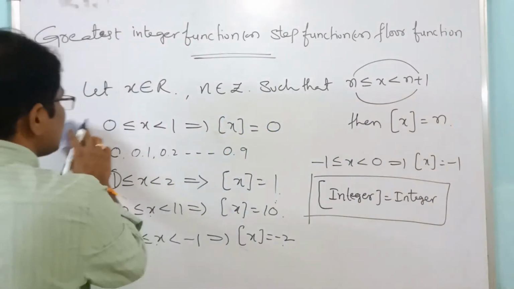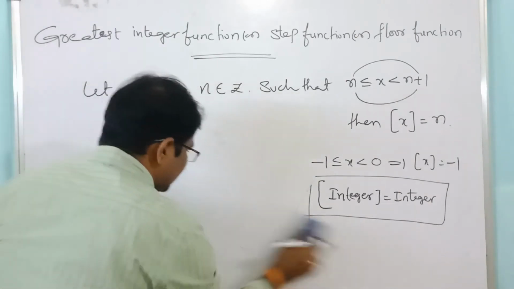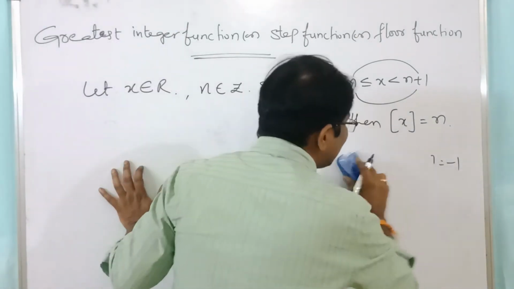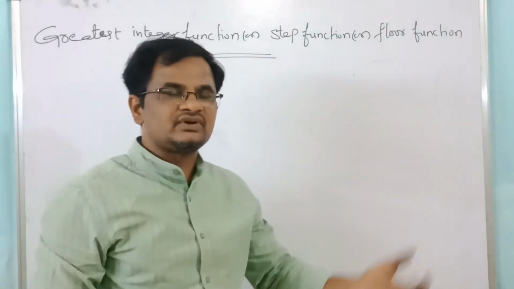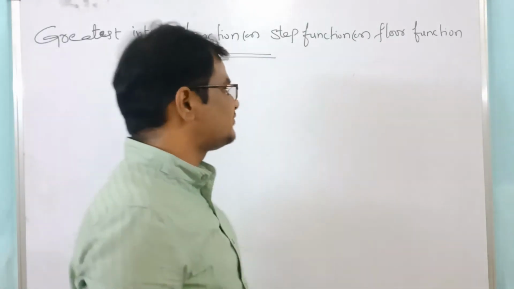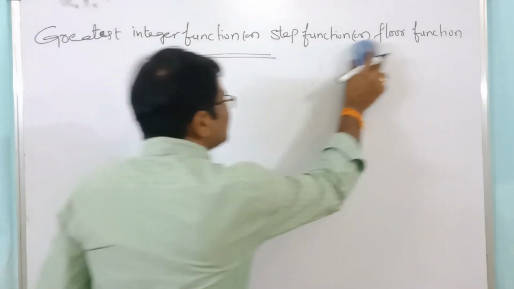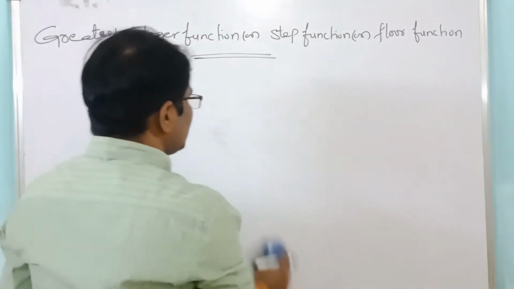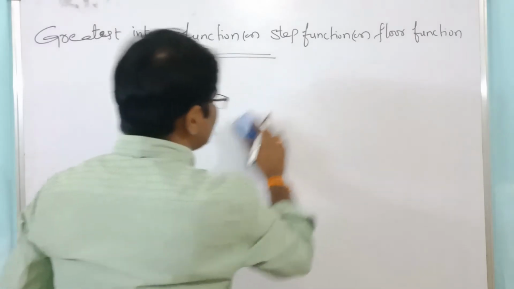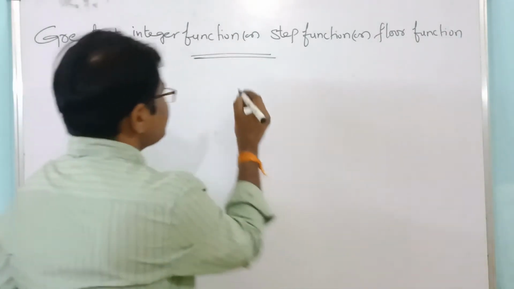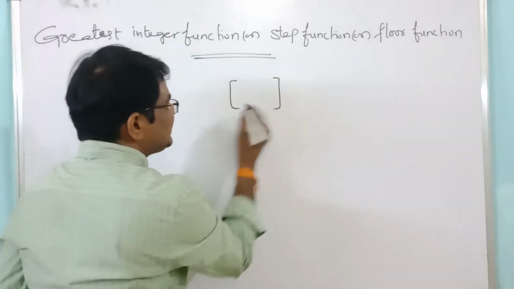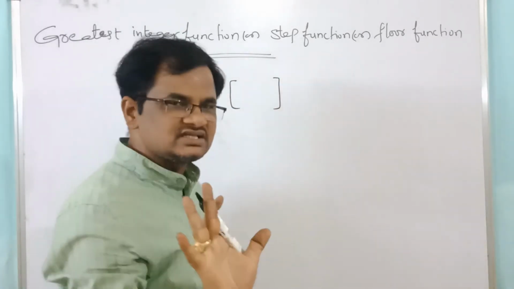Now some more examples I will give. After that I will draw the graph, because you should get clarity about this. If you draw the graph, then easily you can identify the domain of that function and the range of that function, and how to draw the graph of that greatest integer function also. Now see, step of this is nothing but the integral part, that's it.